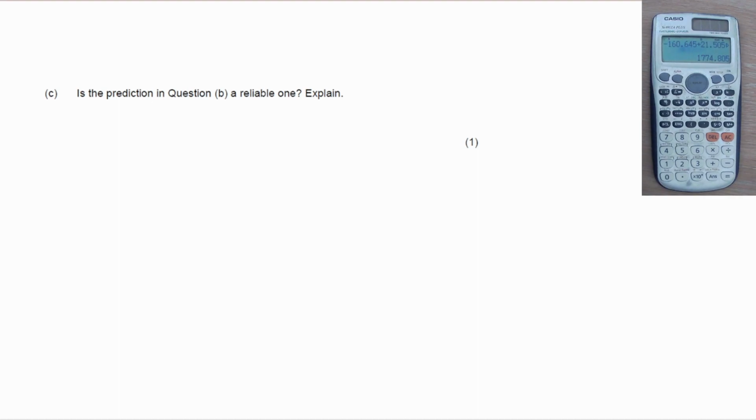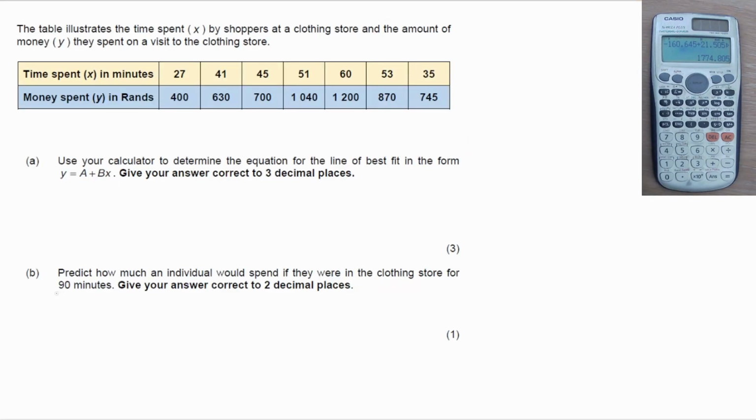So in question C, they say, is your prediction in question B a reliable one? Explain. So this time that they gave us, 90 minutes, relates to our X over here. And we see that the highest time spent is 60 minutes. So this 90 actually falls outside the range of our line of best fit. So the word for that is extrapolation. Like this. That's not too neat, I'm using my mouse. Sorry about that, but it's extrapolation.